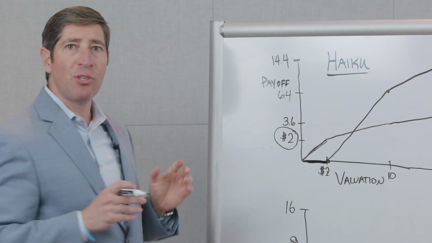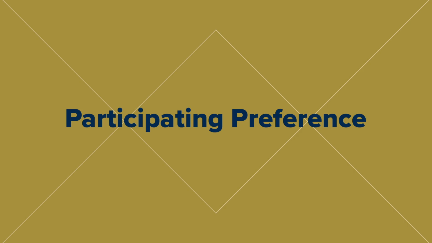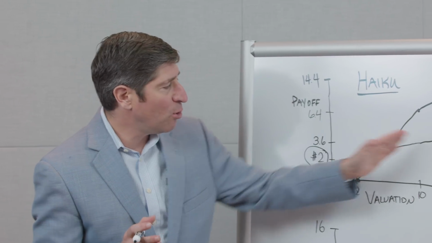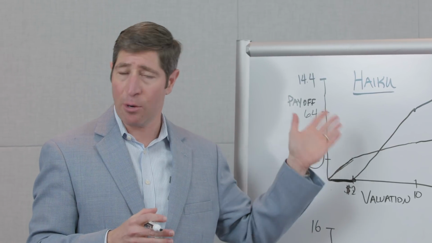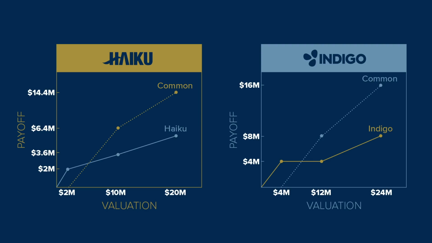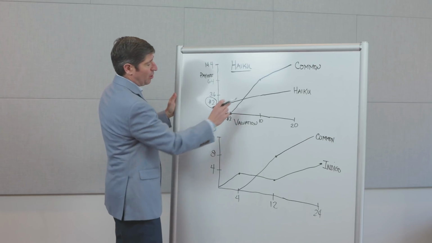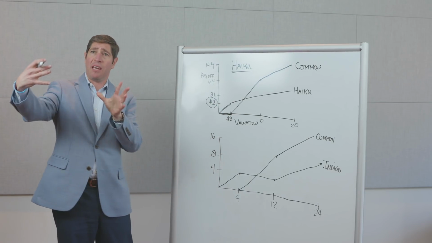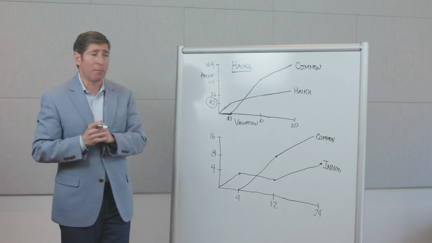And then remember in the Haiku case, we had what's called participating preferred, and I used the concept that that's kind of like double dipping, which means in addition to getting their $2 million, Haiku also gets to participate as an equity investor in the company. You can recall from the other side of this graph that they own 20% of the company. So for any amount of money above that, in addition to their $2 million, they also get to take 20% of the proceeds of the company, okay?